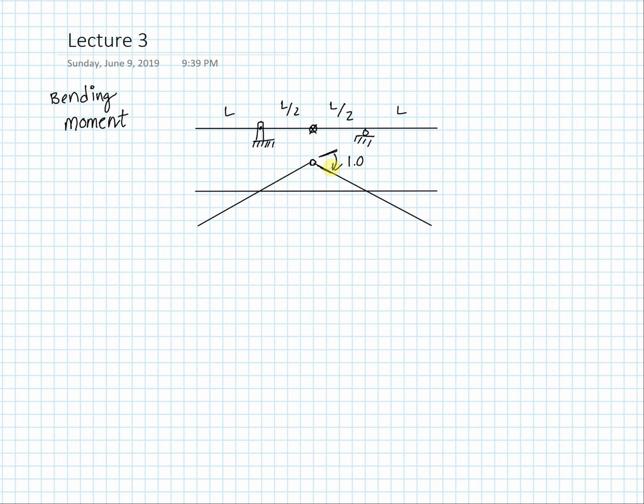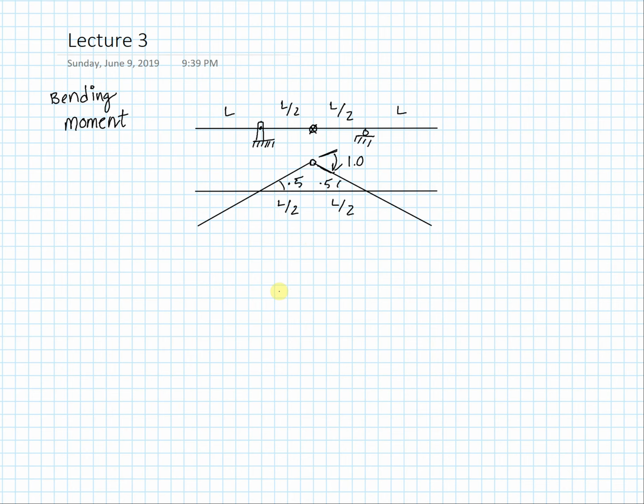If I have this magnitude equaling 1, and I know that I have L over 2 here and L over 2 here, then these angles are going to equal 0.5 and 0.5. That's what those angles are.